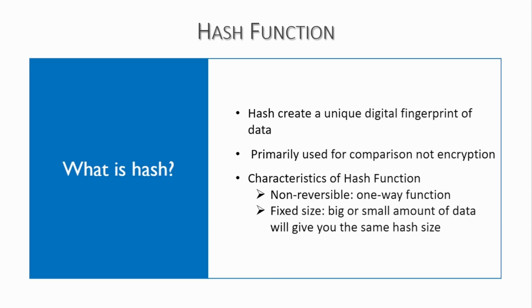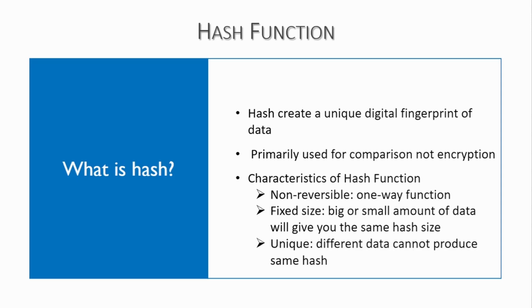Second, it has a fixed size. Big or small amounts of data will give you the same hash size. You can hash a whole book or one word, and they will give you a hash result with the same size, depending on what hashing algorithm you're using.